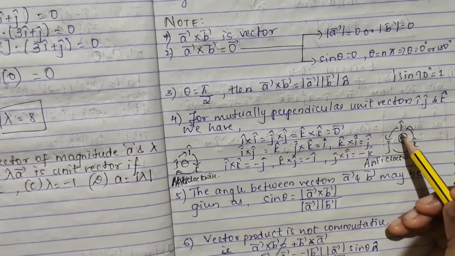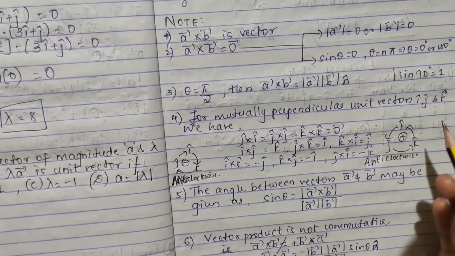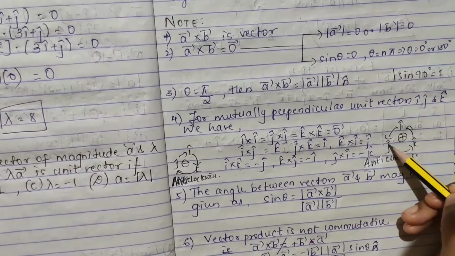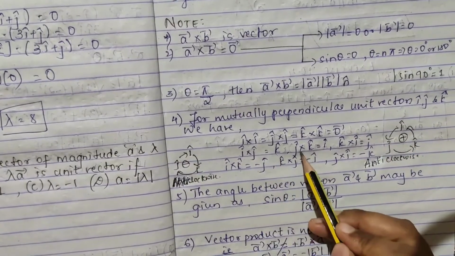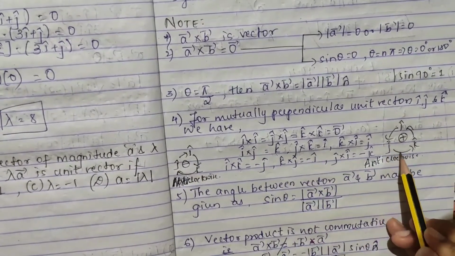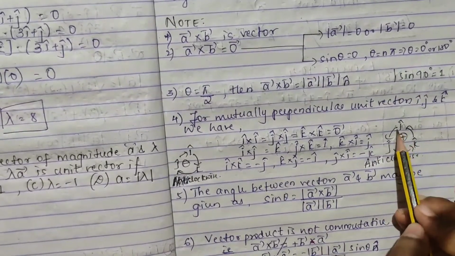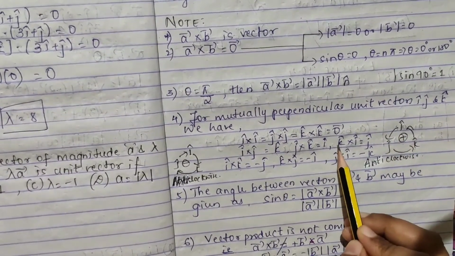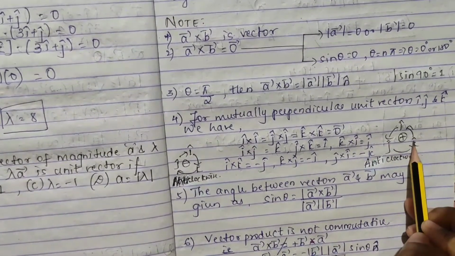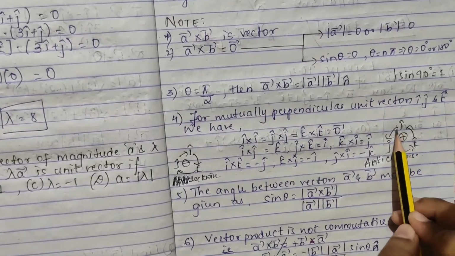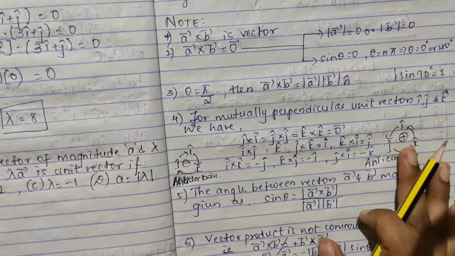For example, now you have I cap cross j cap. So I cap cross j cap, you are getting what? K cap. J cap cross k cap, you are getting I cap. K cap cross I cap, you are getting j cap. You can do it like this. While doing this you can remember it.